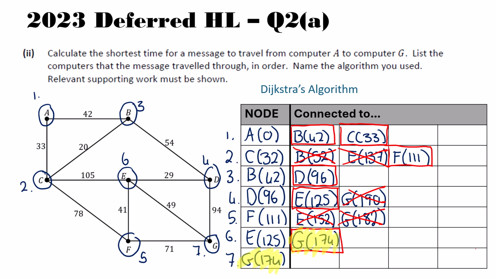G came from E, so we went G to E. E came from D, and D came from B, and B came from A. So our path is A, B, D, E, G, and it has a total of 174 milliseconds.